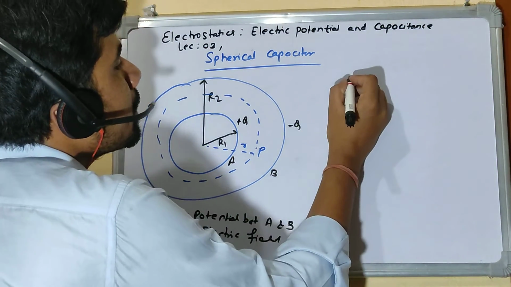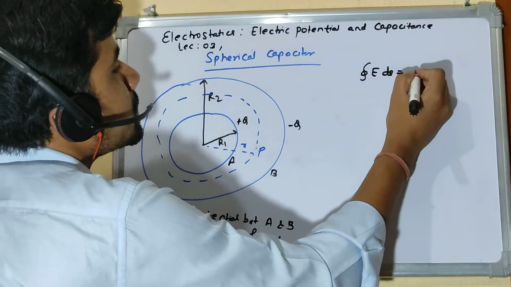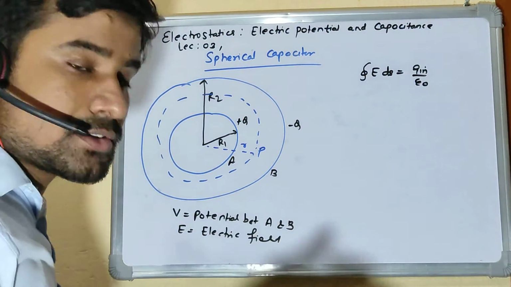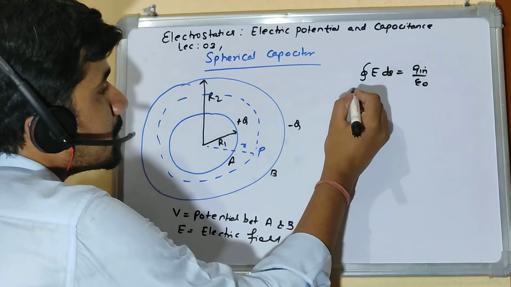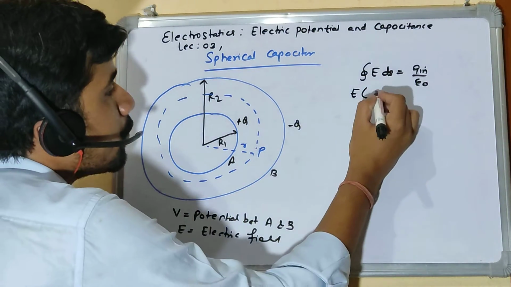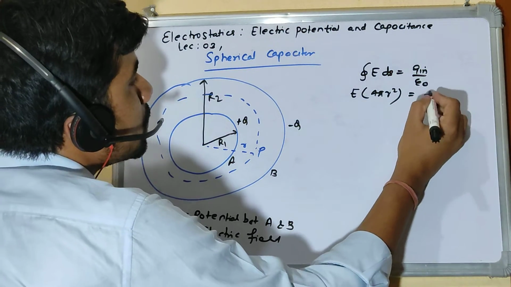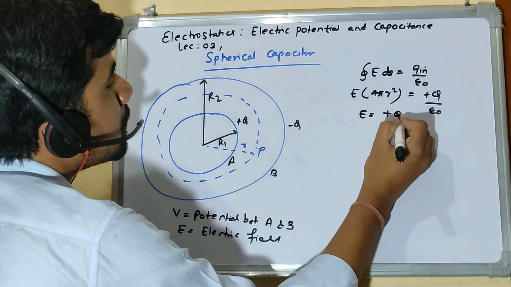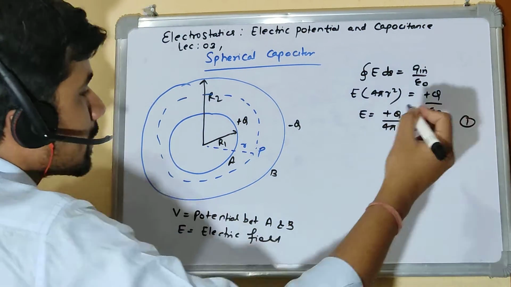So what is Gauss law? Gauss law says that flux is nothing but charge enclosed by epsilon naught. Now the electric field is constant. The area of my Gaussian surface is 4 pi r square. The charge enclosed is plus q, and epsilon naught will come the same as it is. So the electric field is plus q by 4 pi epsilon naught r square. Let's call this equation 1.